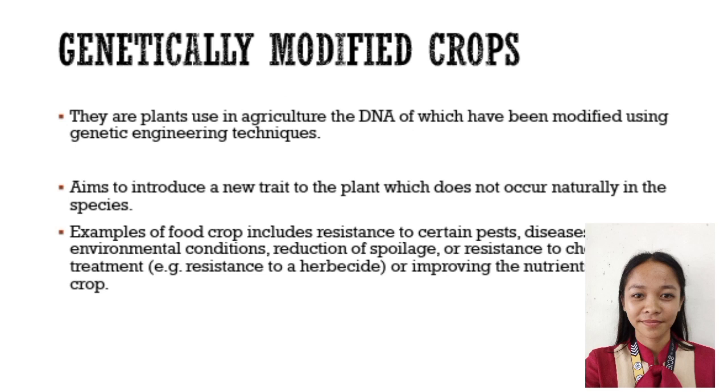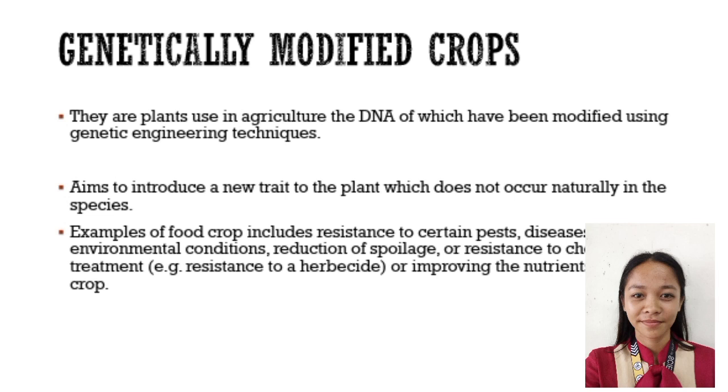They are plants used in agriculture, the DNA of which has been modified using genetic engineering techniques. Let's assume a corn. If you want the corn to contain a new character trait, we just have to inject a new gene to make it contain a new character. So the plants have had their genomes modified through genetic engineering techniques, either by the addition of a foreign gene or removal of a certain detrimental gene. When we say genome, it is the complete set of genetic information of an organism.